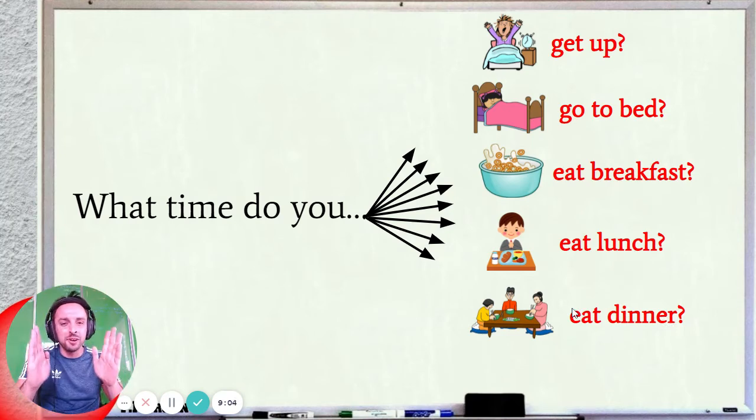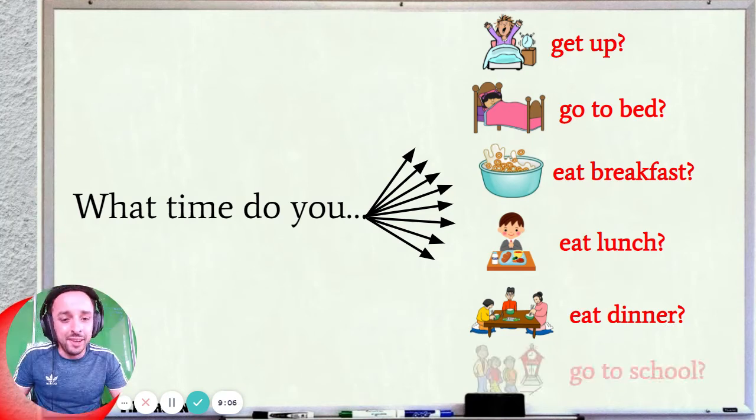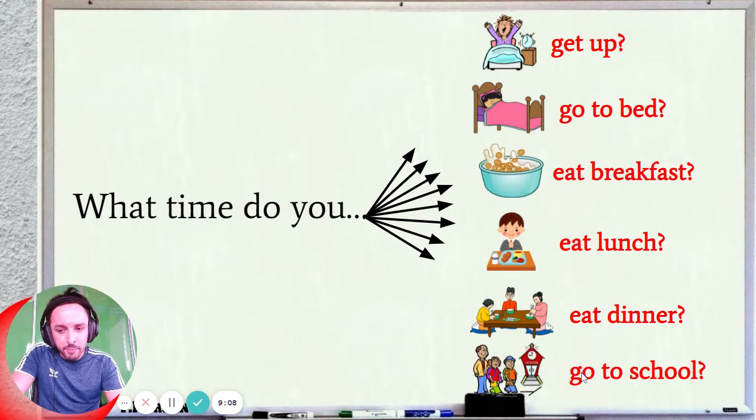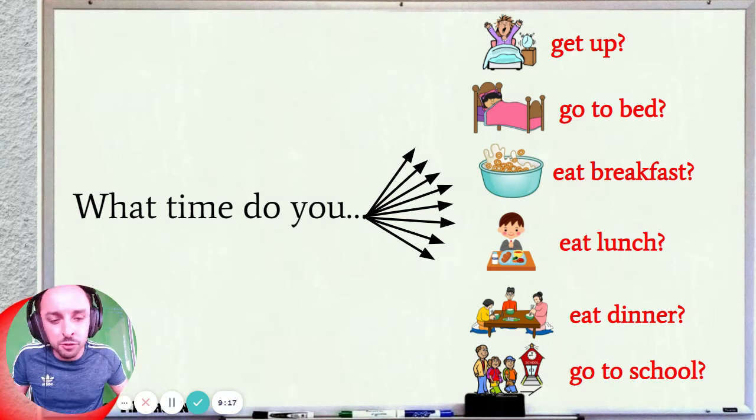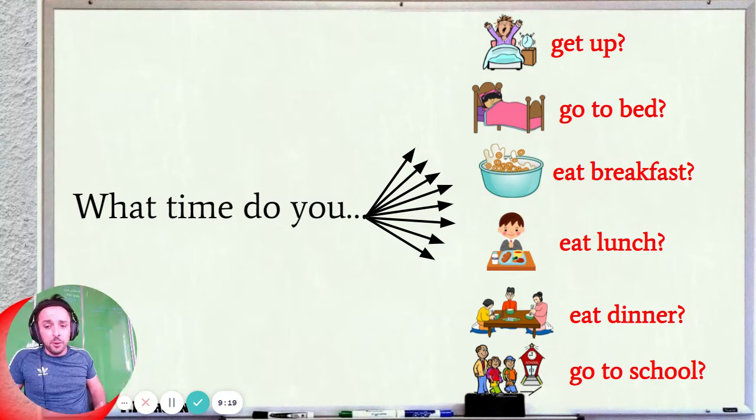And then we have one more to learn for Unit 5. And this time it's not go to bed, it's go to school. Go to school. What time do you go to school? Okay, so these are your questions. What time do you, and then one of the verbs.